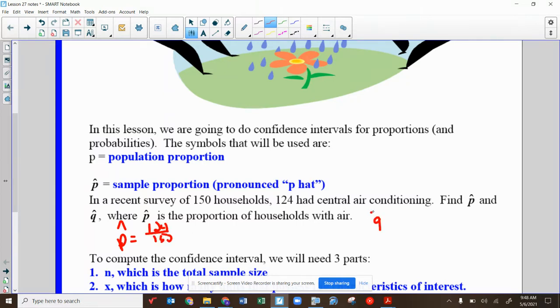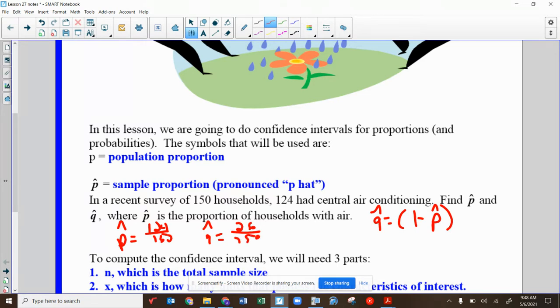Q hat is just 1 minus p hat, so it's the opposite. So if p hat is 20%, q hat would be 80%. If p hat is 10%, q hat would be 90%. So if this is 124 out of 150, q hat would be the remaining 26 out of 150.